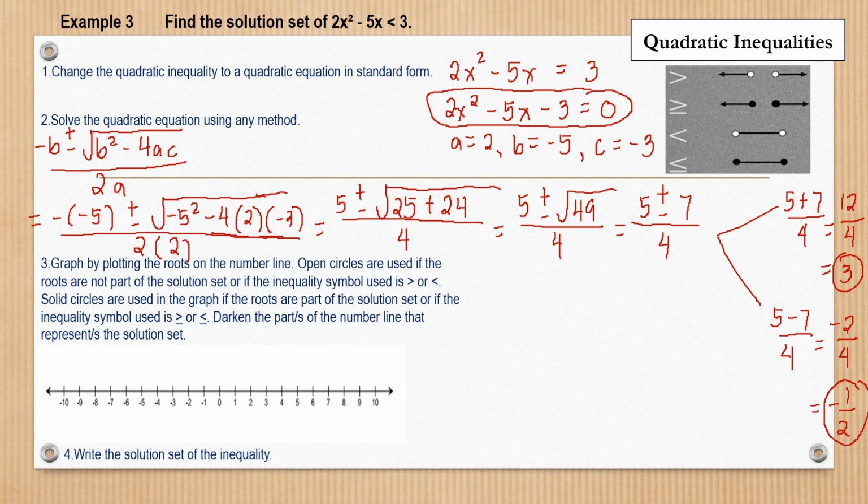For step 3, we will graph by plotting the roots on the number line. So we will plot positive 3 and negative 1/2 on the number line. Since the inequality used is less than, therefore we will use open circles. We have here positive 3, and then negative 1/2 is located between 0 and negative 1.